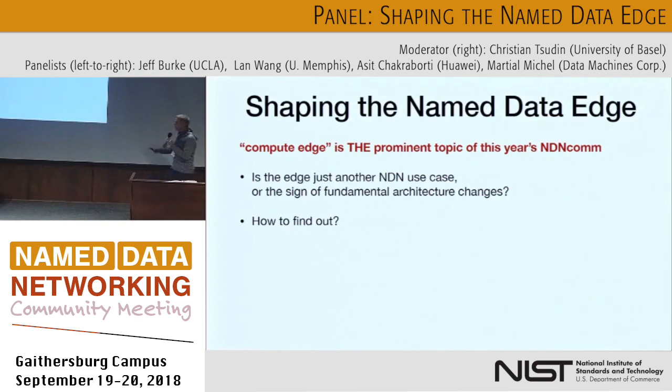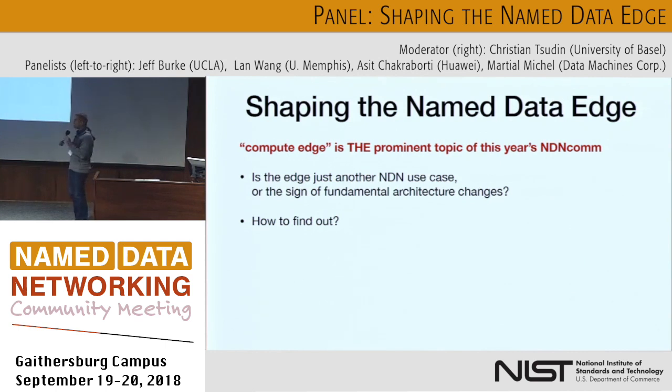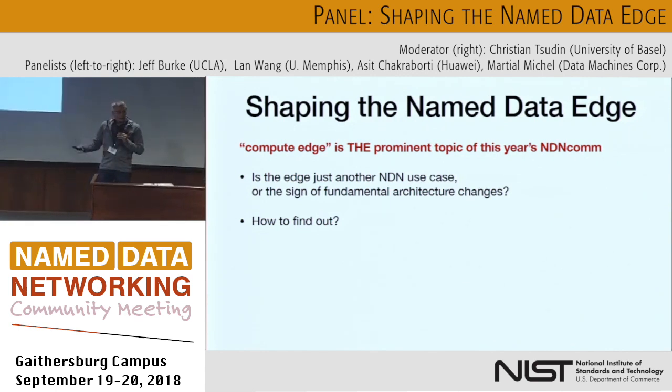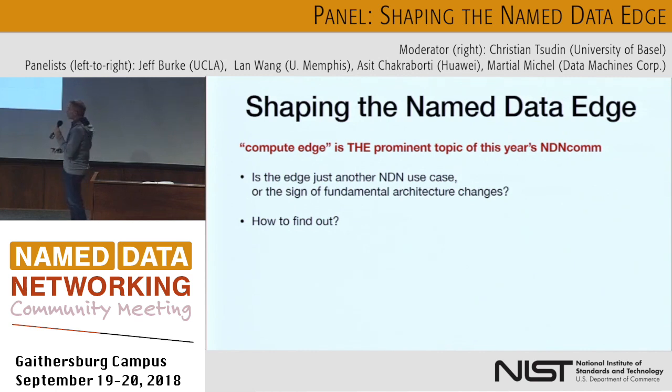The approach that I took is that the compute part, the compute edge, is a really prominent topic. We had a whole session yesterday on that. We see demos, we see a lot of pointing to the edge and the importance of that. The question is, is that just another use case? Is NDN just embracing edge and we have nothing else to think about? Or maybe there might be consequences. There might be deep fundamental architecture changes. We don't know yet. And how can we find out?